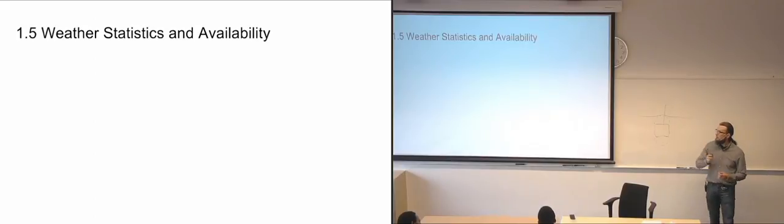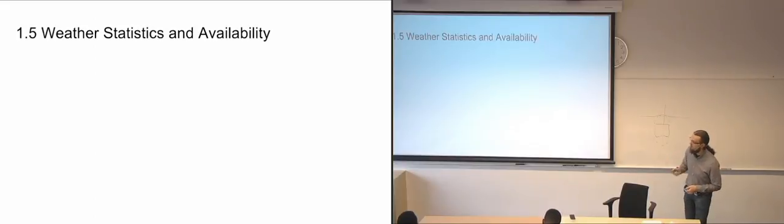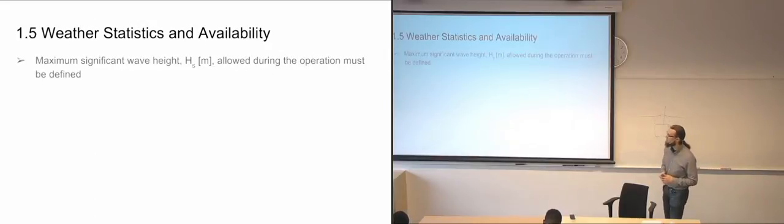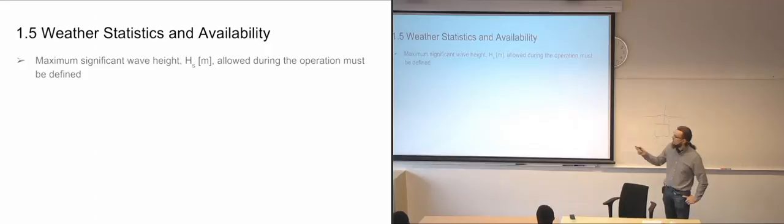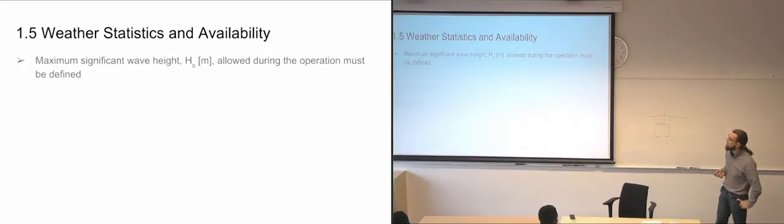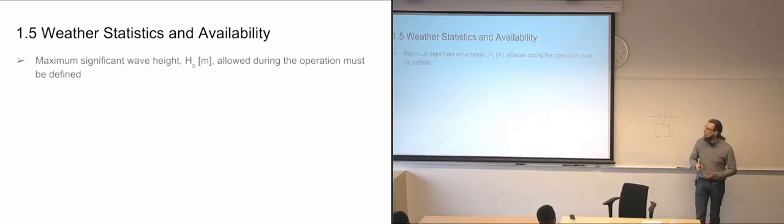One other thing that we need to think about when we're talking about offshore operations is, of course, the weather. So I've been talking about the weather on and off as we've gone through this part and other parts also. And now we're going to get into what maximum significant wave height is. It is usually the parameter that's being used to define the weather that is allowed during an operation, so how much weather is allowed.